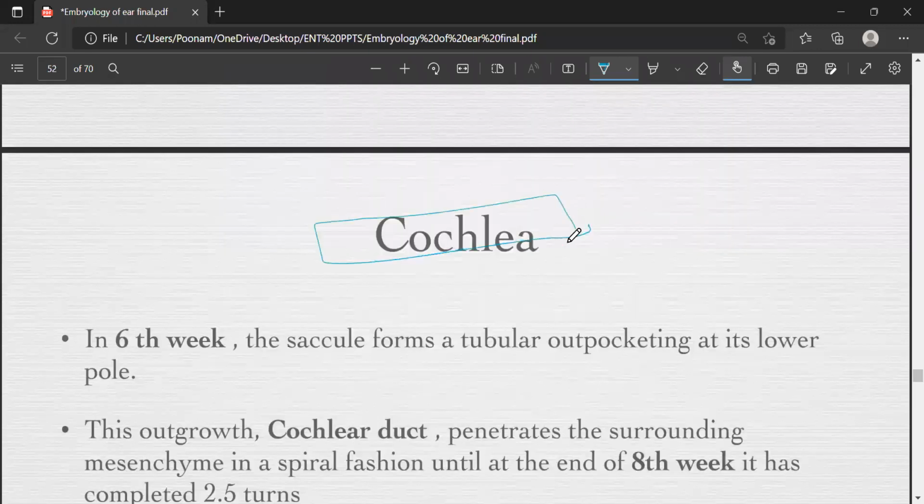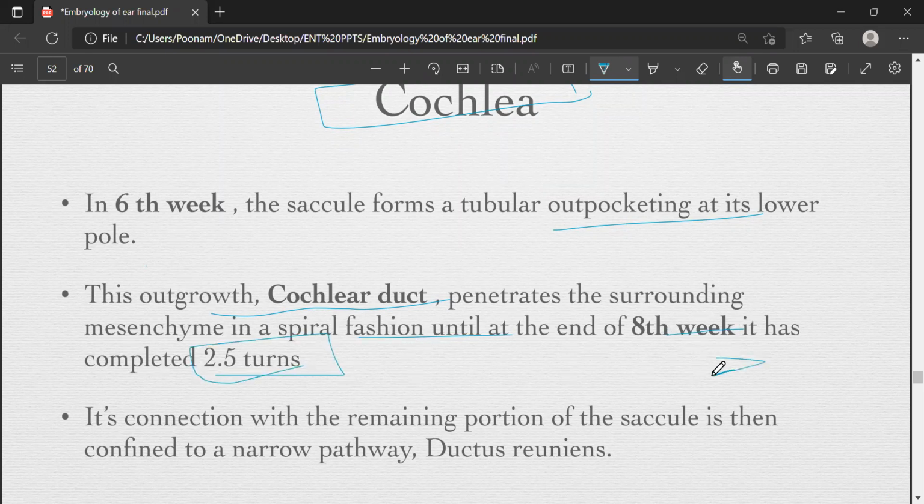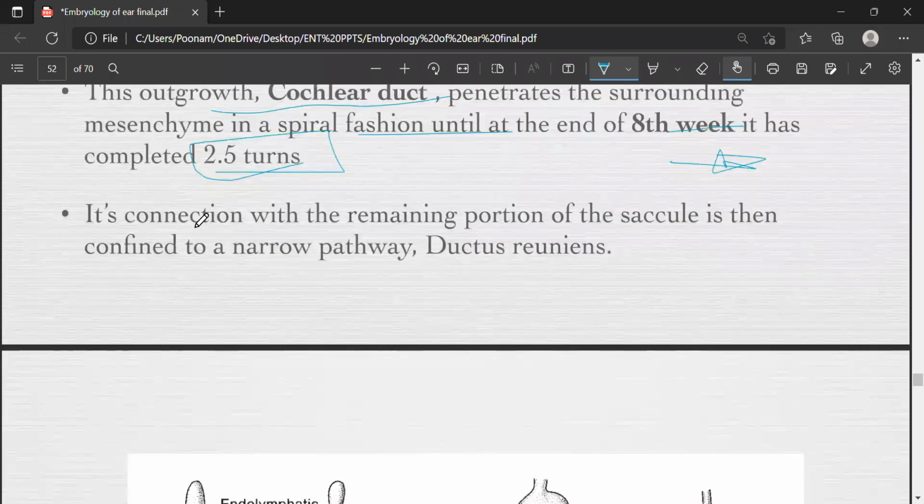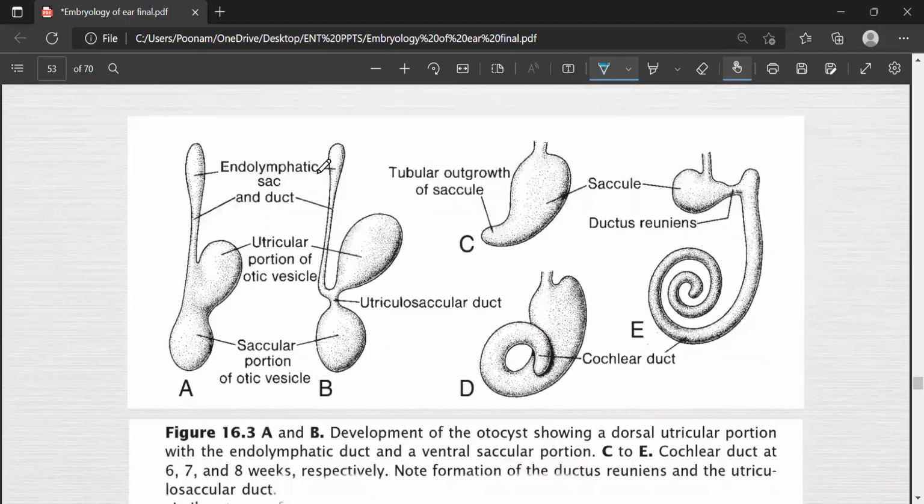Now coming to the cochlea, in the 6th week, the saccule forms a tubular outpouching in its lower pole. This outgrowth, the cochlear duct, penetrates the surrounding mesenchyme in a spiral fashion until at the 8th week it has completed 2.5 turns. This is to be remembered. Its connection with the remaining portion of the saccule is then confined to the narrow pathway, the ductus reuniens. So you can see in this photograph.